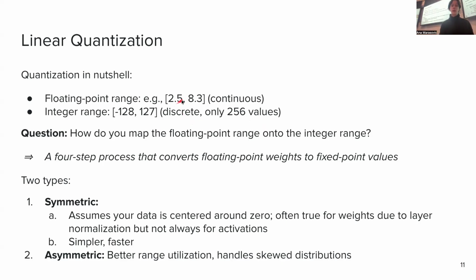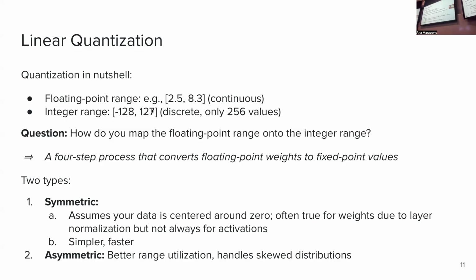So if we want to represent the numbers in this interval in 8-bit precision, we need to pick some discrete numbers in this interval. And the question is, how do you map the floating point range into this integer range? We are going to use a 4-step process that does that, called linear quantization. It's going to have two flavors, symmetric and asymmetric.